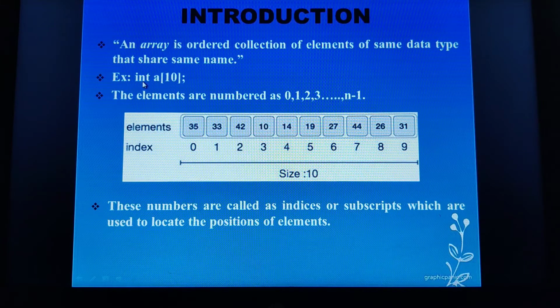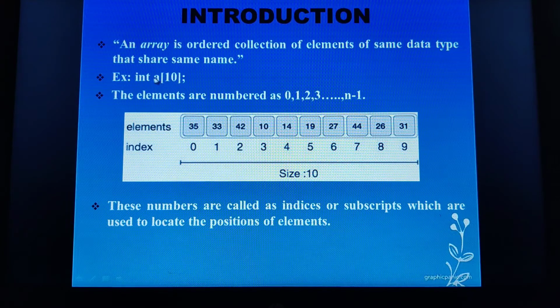Integer. Similarly, I can have one more array like float A of 5. If I write float A of 5, it means A is the array name that can hold 5 elements and all those 5 elements should be of type floating numbers, or real numbers. I hope, children, you are able to understand what an array is. An array is an ordered collection of elements of the same data type that share the same name. Therefore, I have given an example here.